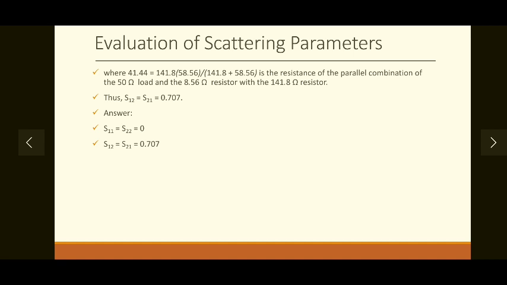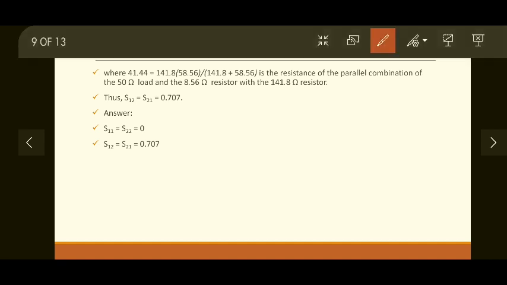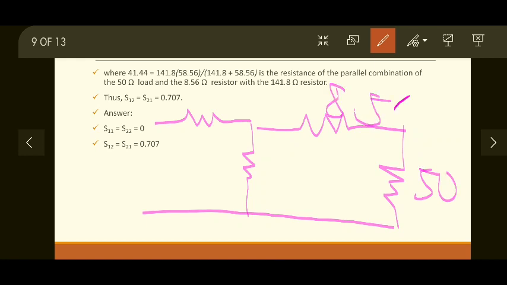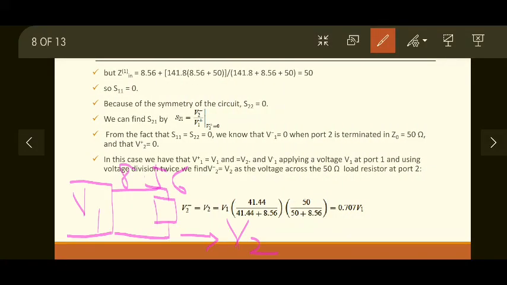So if I have to draw it, this is my 8.56, this is 50 ohm, and this is 141.8. This is 50, this is 8.56, this is 141.8. So this parallel combination will result in 41.44. So use this 41.44 to find out V2.